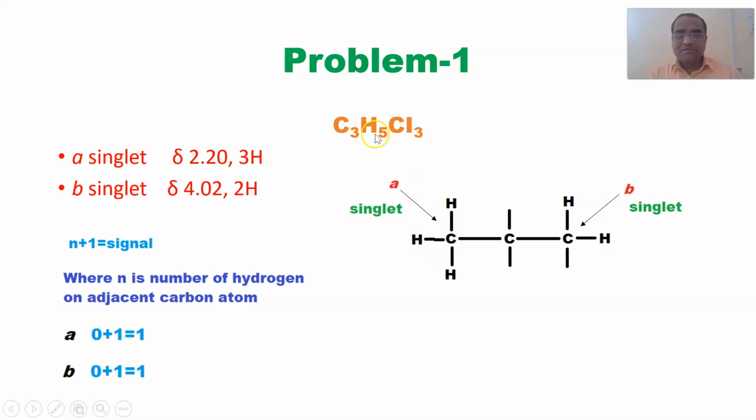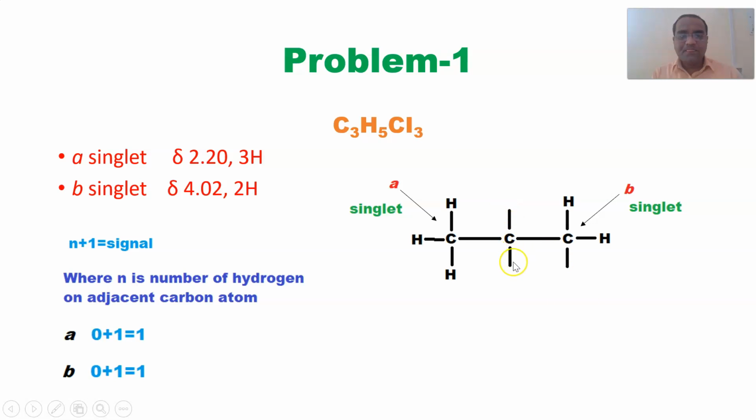Now look towards this molecular formula. 3 carbons have been consumed and 5 hydrogens have been consumed. Whenever you solve a problem, firstly look at the number of hydrogen atoms, whether they are matching with the problem or not. Here 3 plus 2 is 5, so it is correct, and all 5 have been consumed now. Remaining are only 3 chlorine atoms and there are 3 vacant positions.